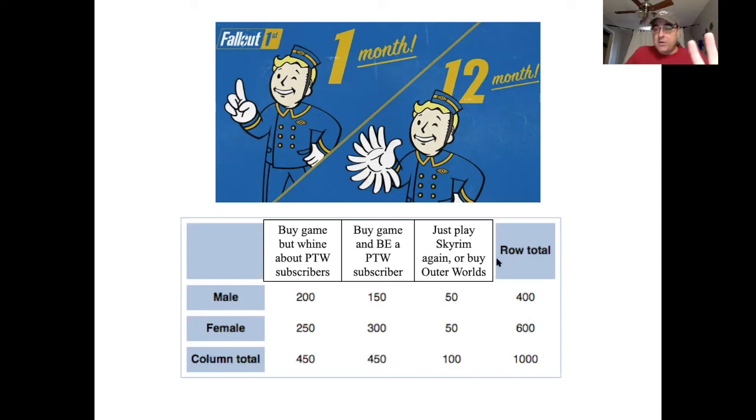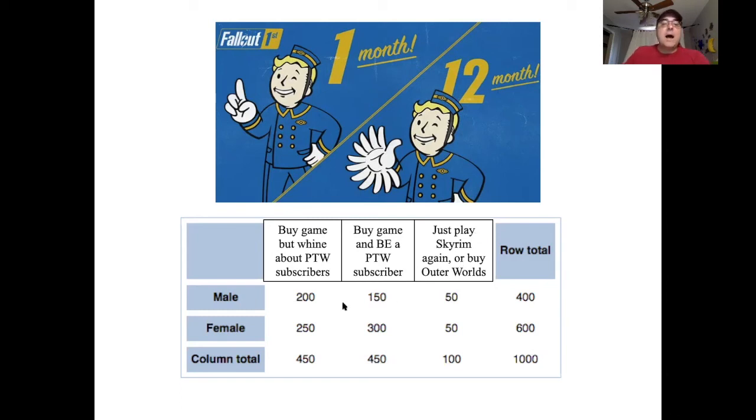There are 3 categories of responses to the game. You could either buy the game and play it and whine about the pay-to-win subscribers. You could buy the game, pay your money, and be one of those pay-to-win subscribers, or you could just chuck the whole thing, say screw you to the developers, buy Skyrim and play it again.